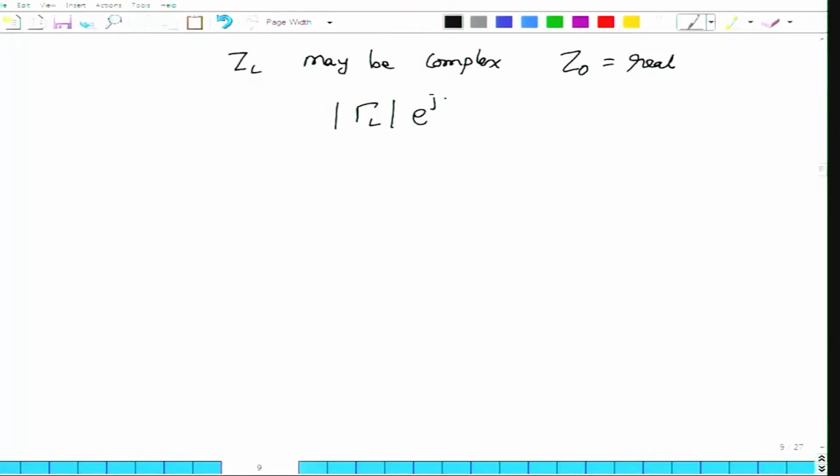Any complex number can be represented by its magnitude as well as its angle, which we can write in terms of the magnitude and the phase angle. We can write gamma L, which may be complex because ZL is complex, in terms of its magnitude and a certain phase angle phi L.